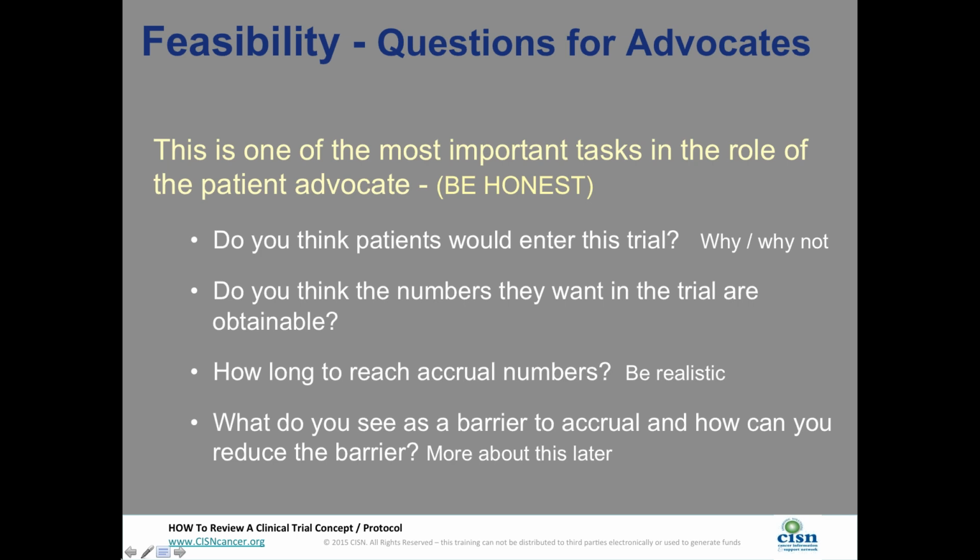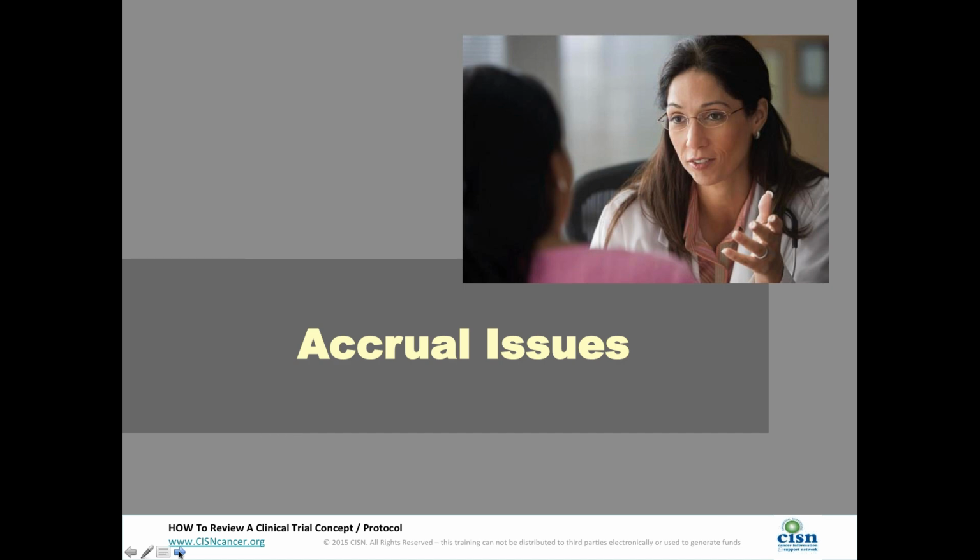So then you need to know how many people are in that subpopulation that's being studied. How long to reach those accrual numbers? Is it realistic? Can they really do it? If it's for a tiny subgroup and they've got a pretty large number, maybe that's not going to happen. And you remember, these researchers, they want to open this clinical trial. So it's kind of up to us to say, you know, I don't think this is going to happen. What do you see as a barrier to accrual, and can you reduce that barrier? We'll talk about that in the next slide or so. But here's where you would want to go into it on the feasibility issue.